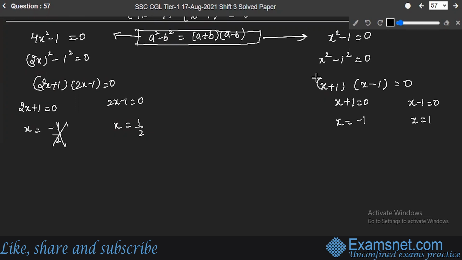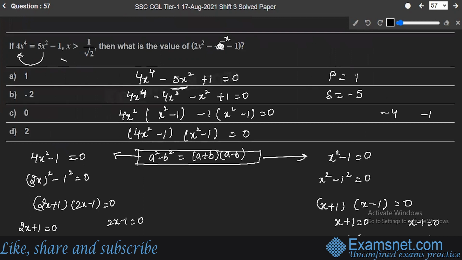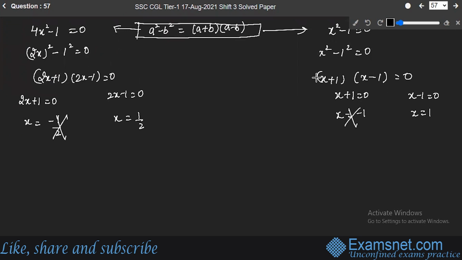See, the negative values are not allowed, first of all. Why? Because you are told in the question that x is greater than 1 by root 2. What is the value of it? So that means x is greater than 0.69 something. Okay. So even this is not possible. Why? Because 1 by 2 means 0.5. We need the value of x to be greater than 0.69 something. So this is even not allowed. We are left with only x is equal to 1 as the possibility.